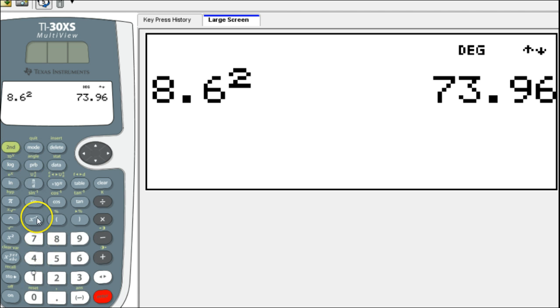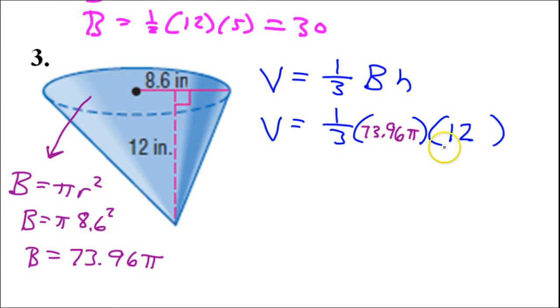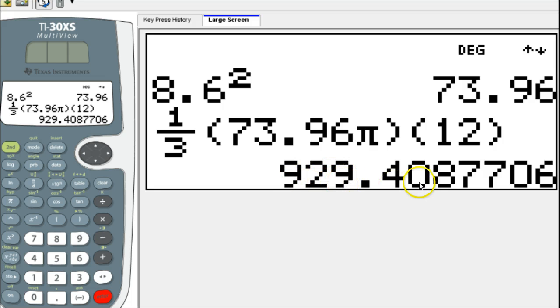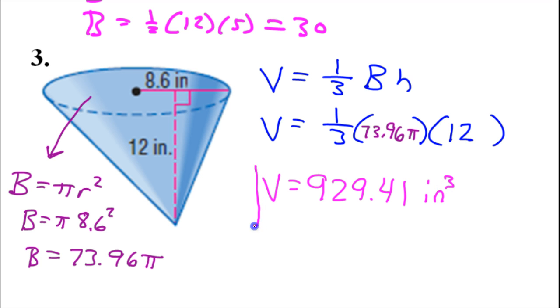1/3, and then we had 73.96 pi. That was the area of the base. And I think the height was 12. Yep. Okay, so here's our final answer, and now it's okay to round. So 929.41, got to round up. And we had inches for the length, so it will be cubic inches for the volume.